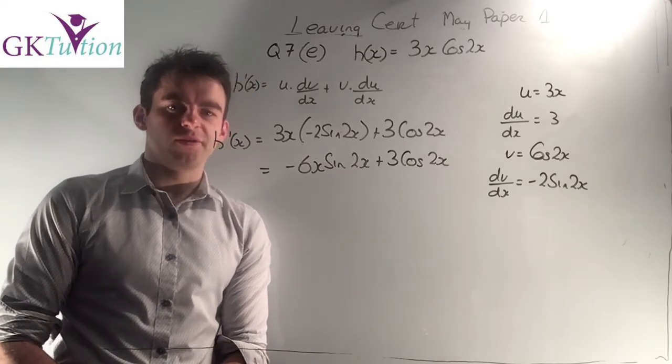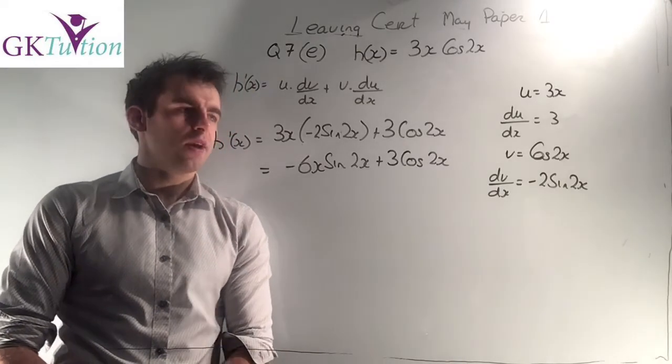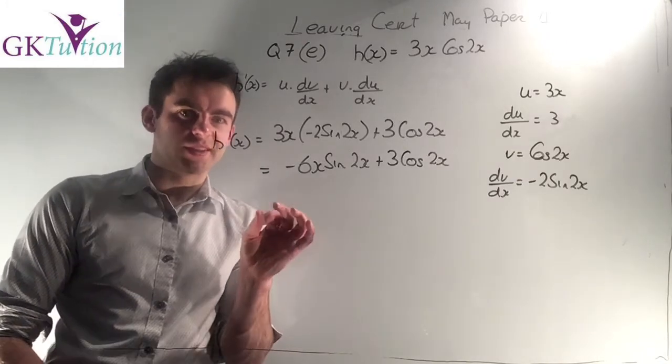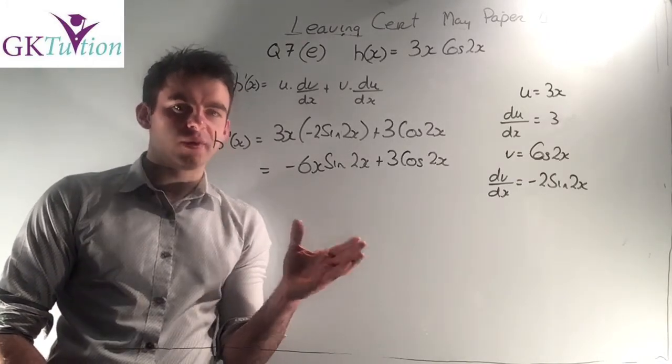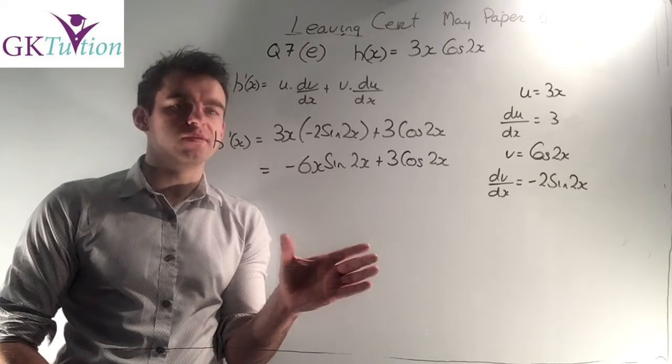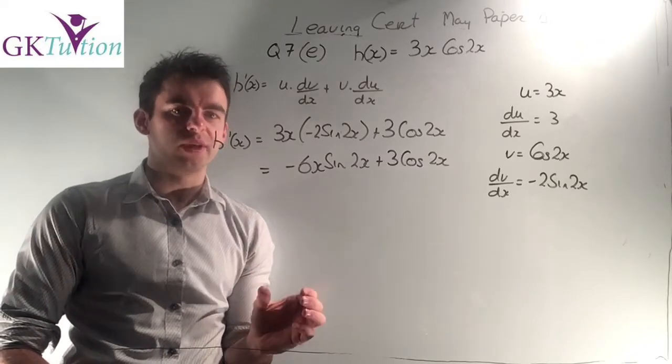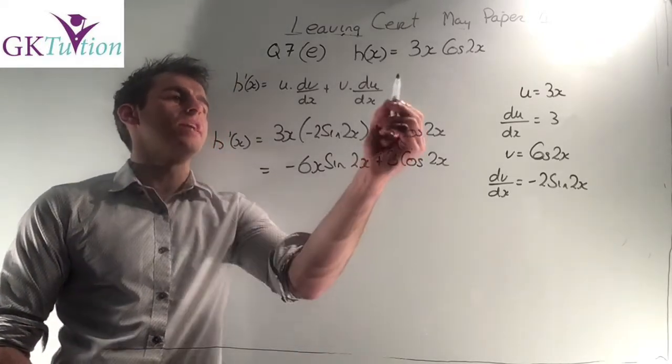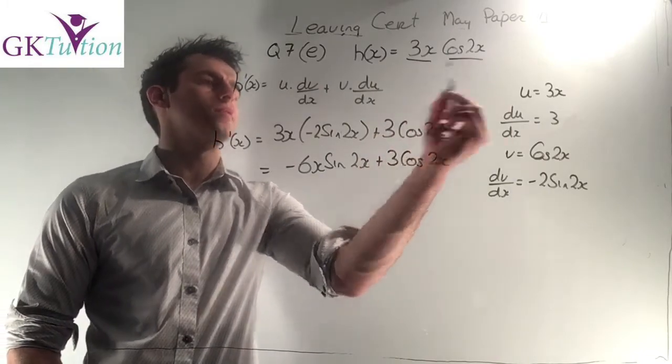There's 10 marks going for the first bit, 10 marks going for the second bit. Hands down the thing that students didn't recognize. Loads of you didn't recognize it. The first 10 marks here are relatively straightforward, but it's the second 10 marks that are really important. You've been given h of x is 3x times the cos of 2x.